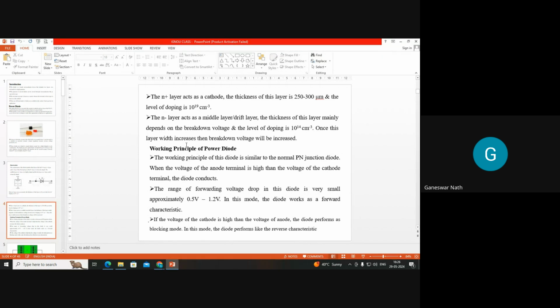Okay, and the N layer, which is the middle layer of the junction between the P plus and N plus, will act as the middle layer or drift layer. The thickness of this layer mainly depends upon the breakdown voltage and the level of the doping, that is 10 to the power 14 per centimeter cube. And once the width of this layer increases, the breakdown voltage also increases.